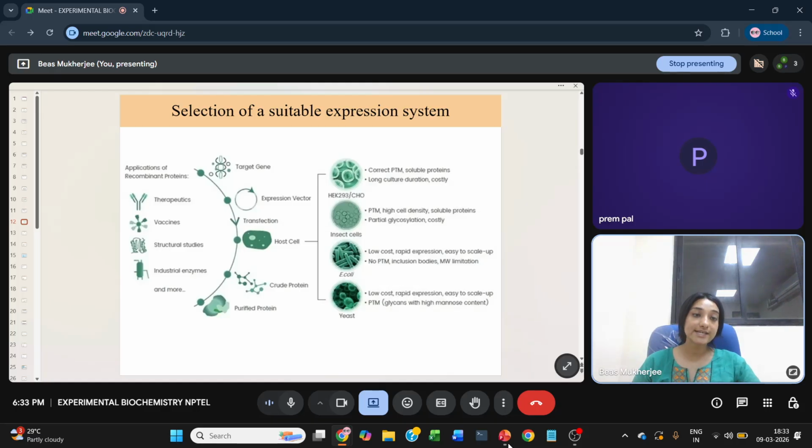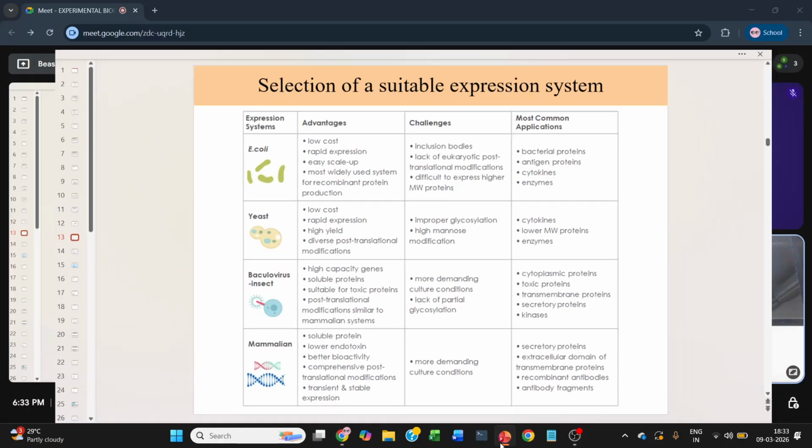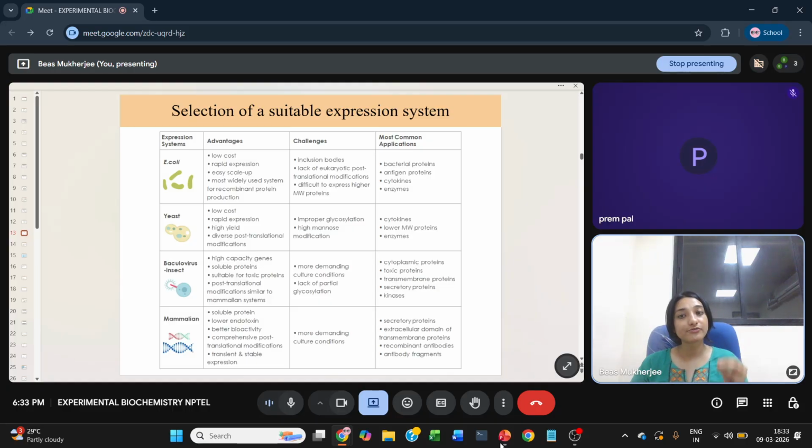Okay, then the other one is insect cells. Insect cells are also useful if you want some specific post-translational modifications. They are also relatively cheaper compared to mammalian cells, and they form these soluble proteins. Okay, but it is relatively costly compared to bacterial culture. Then comes yeast. Yeast is only useful for very specific post-translational modification. It is relatively cheaper than insect cells and it has rapid expression. Okay. So these are the different pros and cons of using different expression systems.